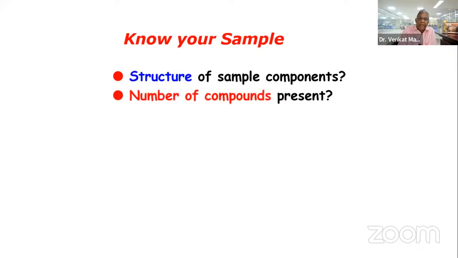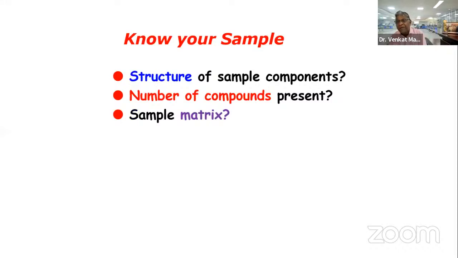First information. Second information, probably how many compounds are present in a mixture? 3, 5, 10, 100, 200. For example, if it is a petroleum product, it will have more than 285 components. You have to separate all of them in high resolution, it's a gas chromatography technique using a column length as long as 2.7 kilometers.